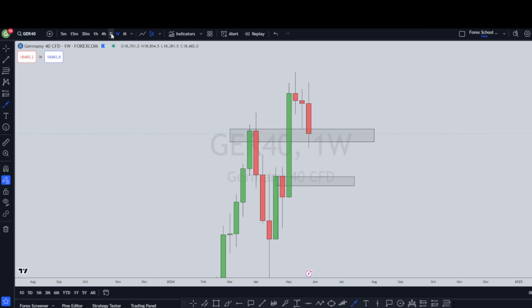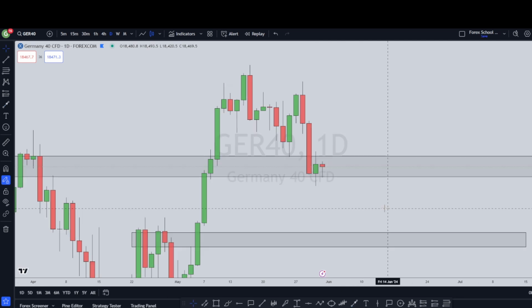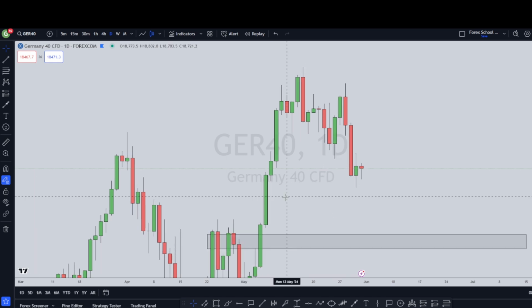Dropping to the daily. Taking a look at the daily, we're still on the German 40 or the DAX 40, which is a German stock exchange index. What we see on the daily is that price is currently testing this weekly area of support. Let me clean it up a bit to make the charts more visible.